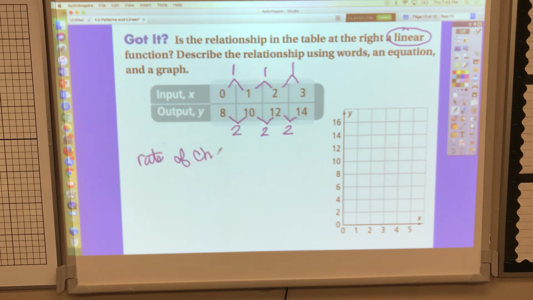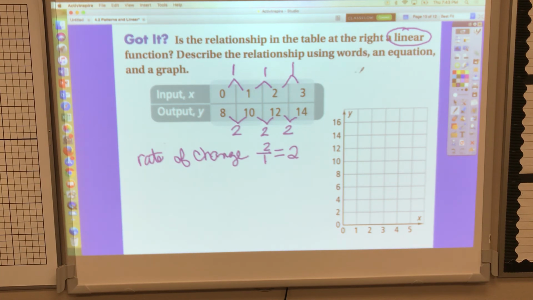And we can find it by taking that output, that change in y, which was 2, over that change in x, which is 1. And 2 divided by 1 is 2. Sometimes this isn't going to give you a whole number. It might give you a fraction, and that's okay. Right? So describe it using words, an equation, and a graph.